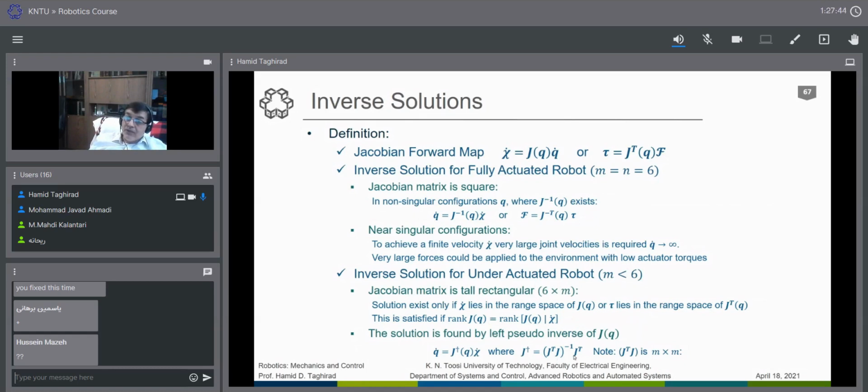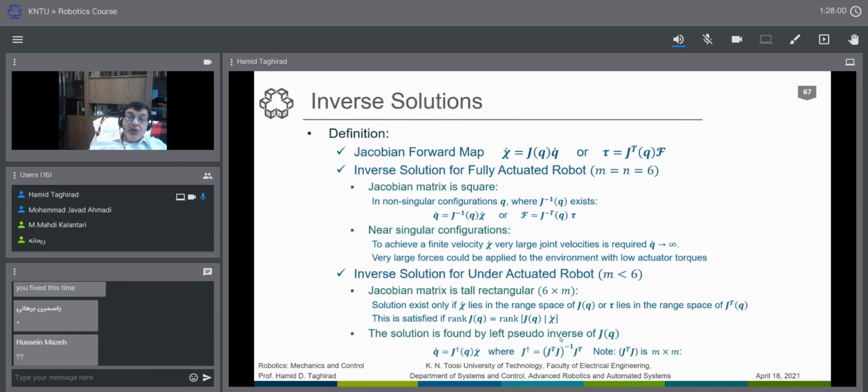The final solution is found by the left pseudo-inverse. For the left pseudo-inverse, we have J transpose J inverse times J transpose, and J transpose J is an M by M matrix, not N by N. An M by M matrix that can be easily found by that.